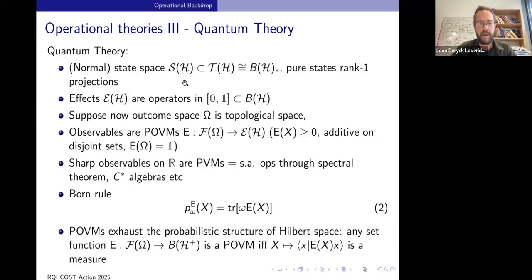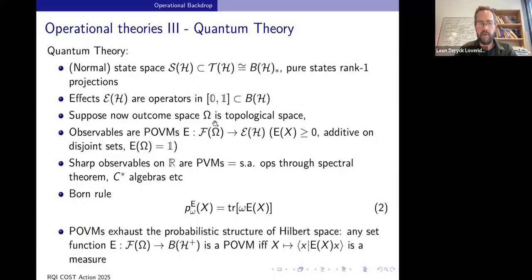Another very good example of an operational or general probabilistic theory is, of course, quantum theory. So here we start with a state space, which is going to be a convex subset of the space of trace class operators, maybe the self-adjoint, maybe the positive trace class operators, which can be realized algebraically just as the pre-dual of the space of bounded operators on some Hilbert space. One can then show that the affine functionals on this state space are exactly bounded operators living in the unit operator interval. So those are the effects.